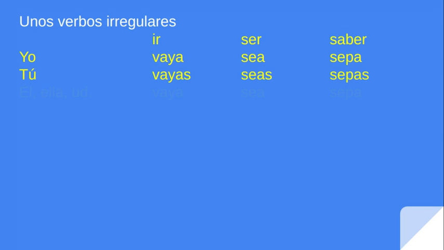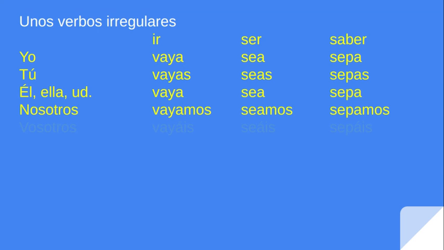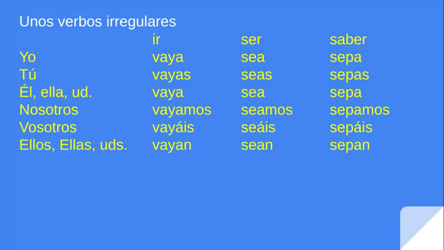Unos verbos irregulares, okay? Some irregular verbs. Because remember, it's yo stem, opposite endings, but these ones are not yo stem, opposite endings. These ones are completely irregular, okay? And we know these from the command tenses. So we have vaya, vayas, vaya, vayamos, vayáis, vayan for the verb ir. Ser is sea, seas, sea, seamos, seáis, sean. And saber is sepa, sepas, sepa, sepamos, sepáis, sepan.